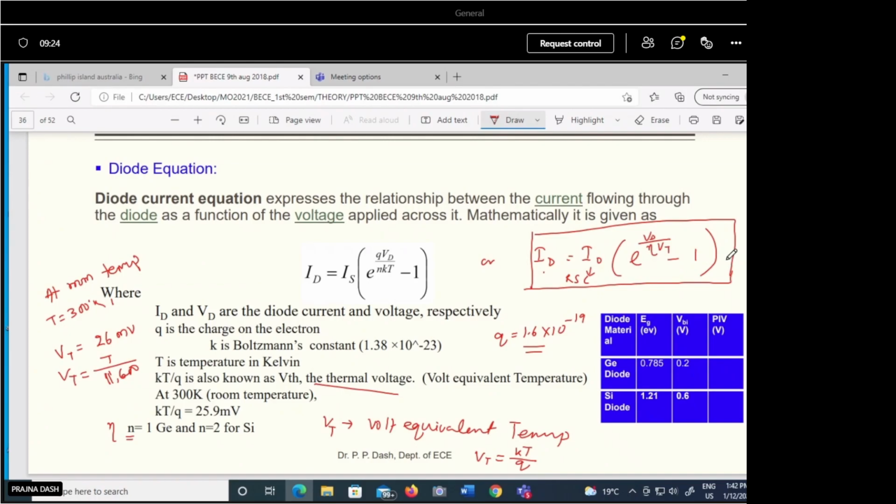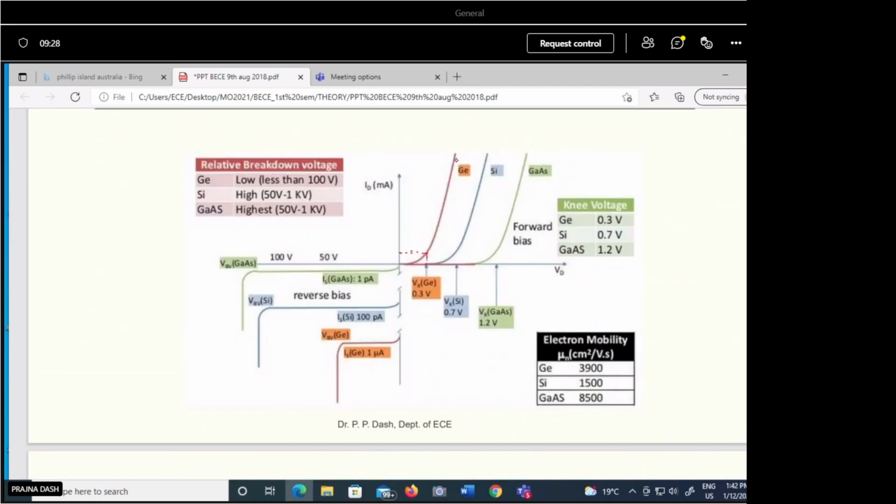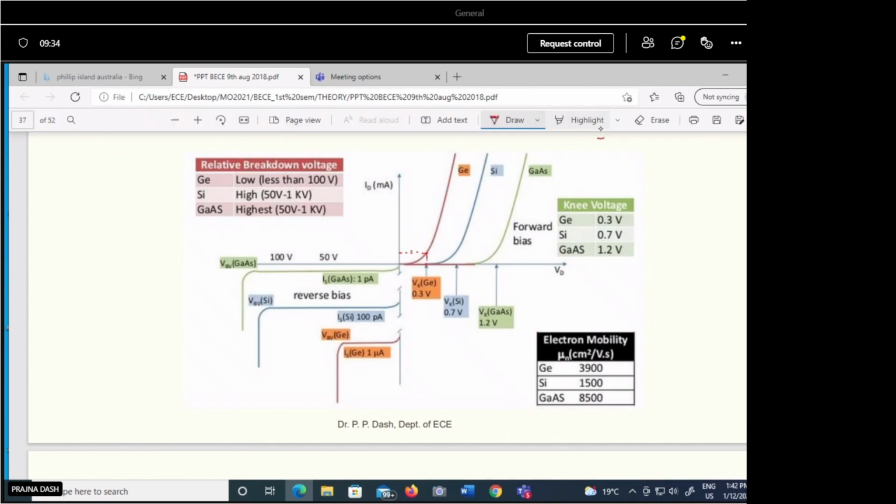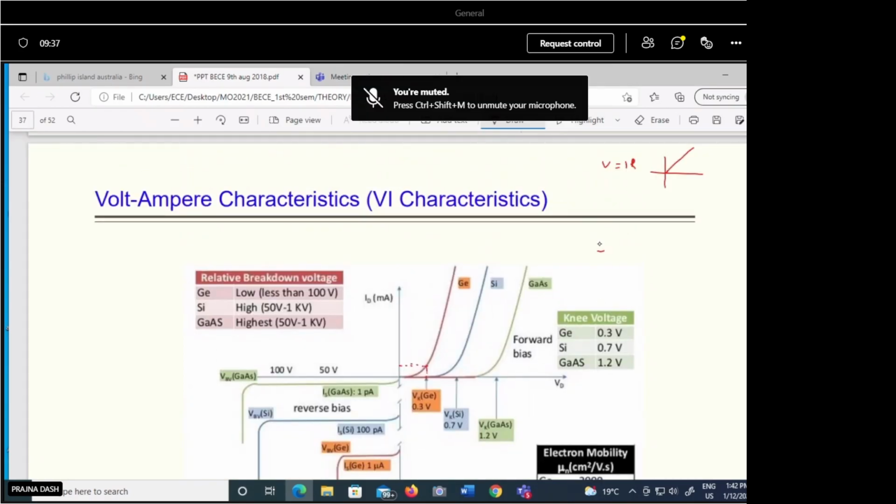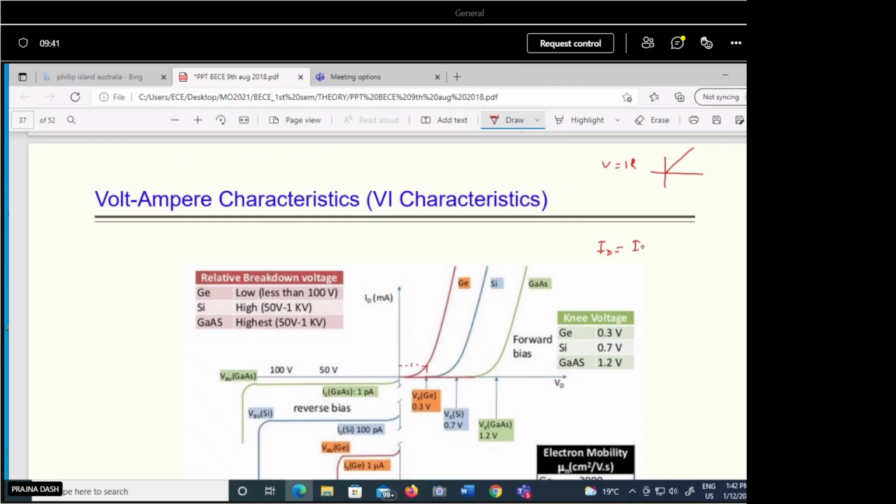This equation is valid for the forward bias characteristics. So we have the diode current ID equal to I naught e to the power V by eta Vt minus 1. The reverse saturation current I naught is very small compared to the diode current ID. ID is in the range of some milliampere or a few amperes, whereas I naught is in the range of nano or picoamperes.